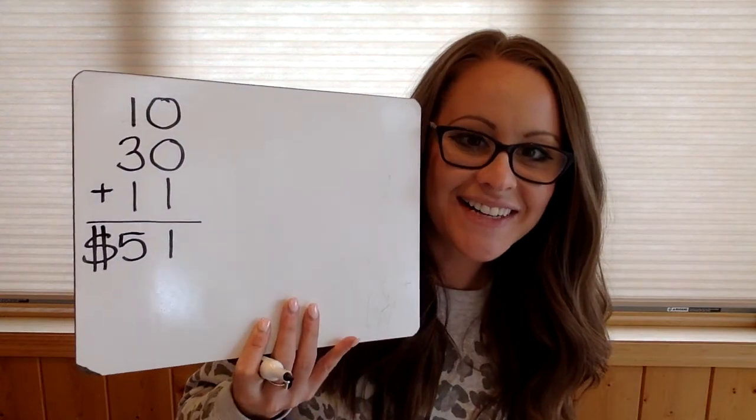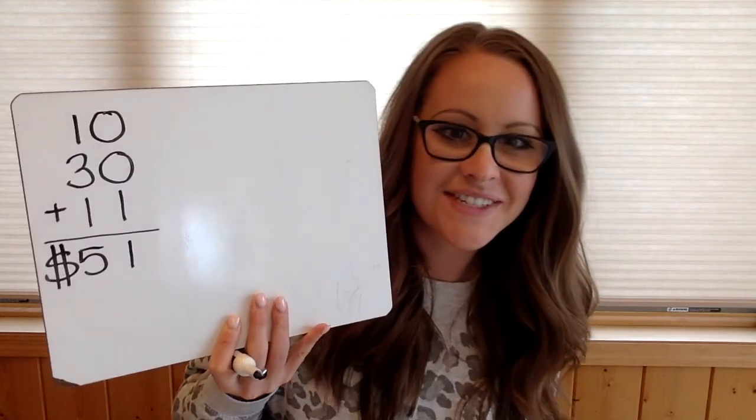0 plus 0 plus 1 is 1. 1 plus 3 plus 1 is 5. Great job. All right, so that one will be $51. Make sure you add the dollar sign in the right spot, okay? All right, next, we are going to go to number 3.